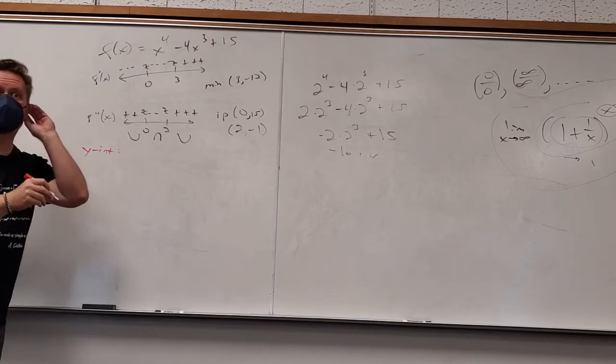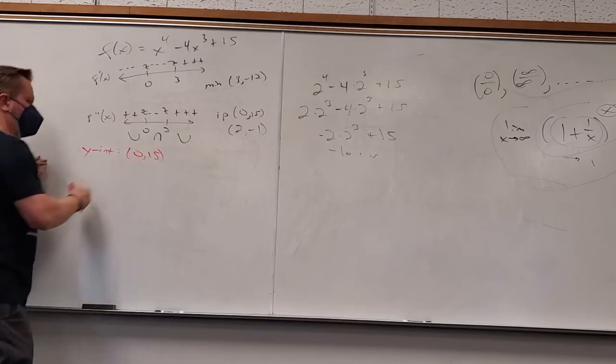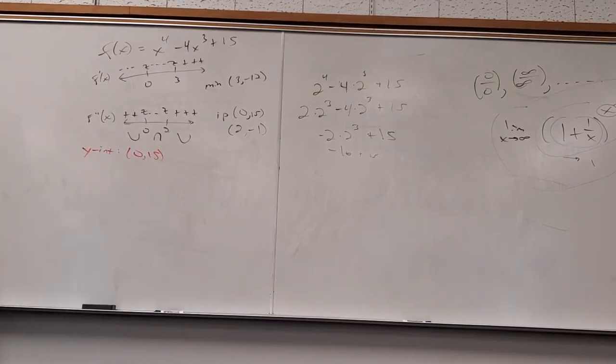17. Say again? 0, 15. Yeah, we already knew it was an inflection. I thought it was wrong, and I was like, no, I couldn't hear you. I was so scared. I couldn't hear you. And I didn't hear a point. I thought I heard a number. So y-intercept 0, 15.